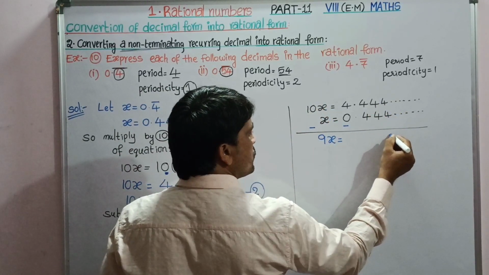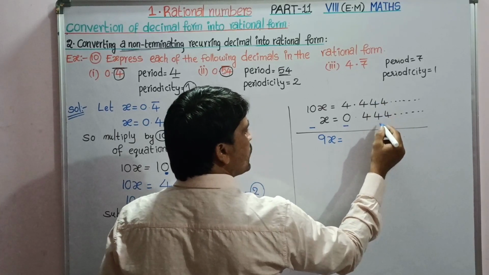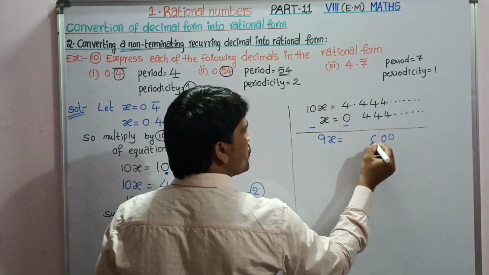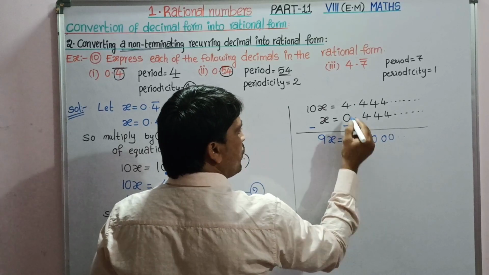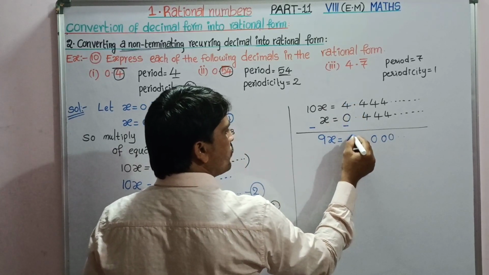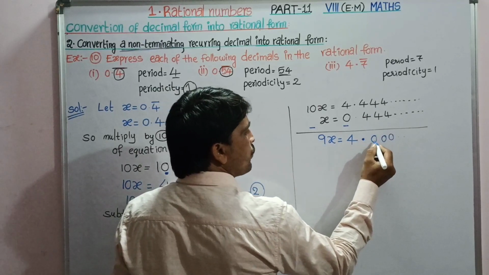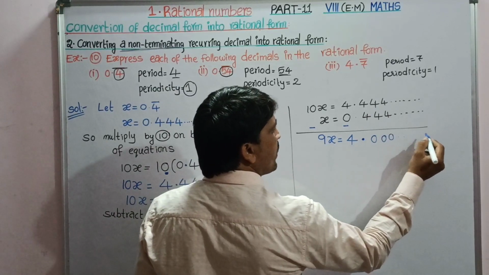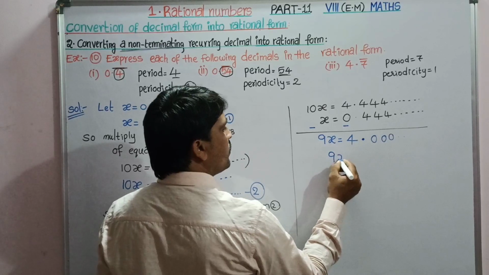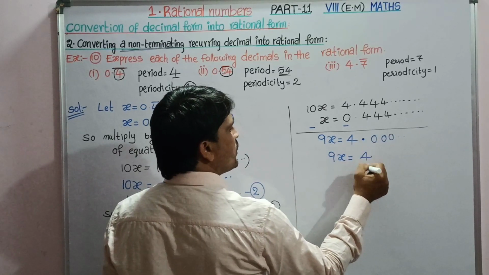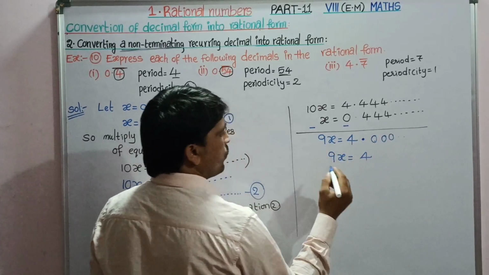4 minus 4 is 0. 4 minus 4 is 0. Put a decimal point. 4 minus 0, that is 4. After the decimal place, we have 0 as a recurring decimal, so we can remove this 0. That is 4.0, nothing but 4.